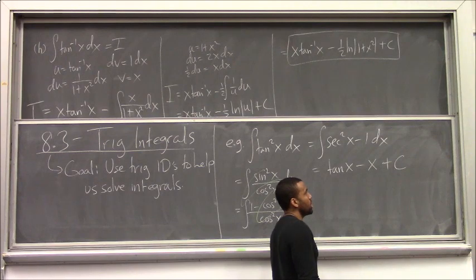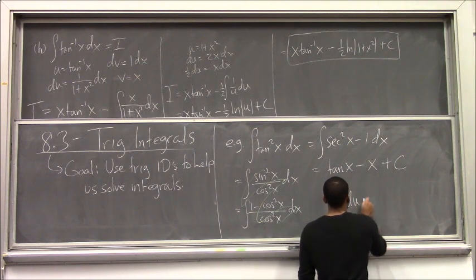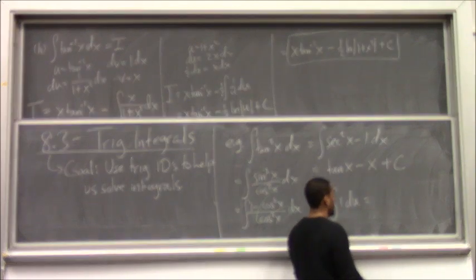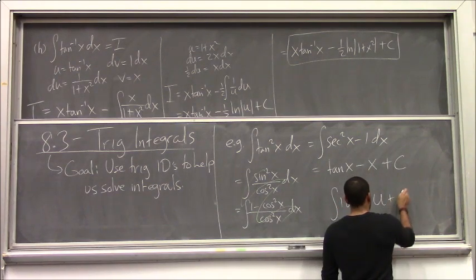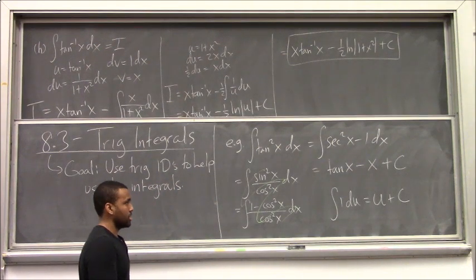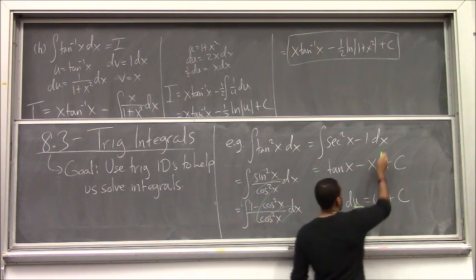Why is the integral of 1 x? Differentiate x to the first power. You would have 1 times x to the 0. Is that x? It's u. And do we get y? It's with respect to... U is the independent variable. X is the independent variable, right?